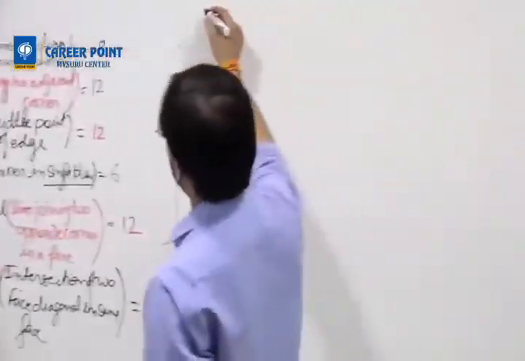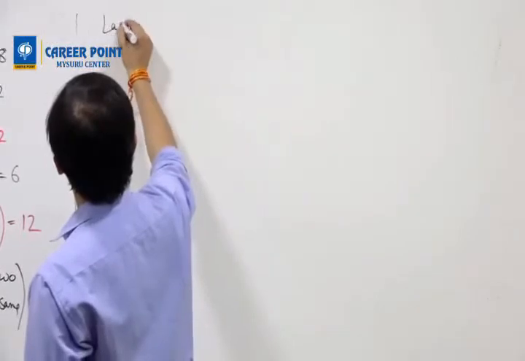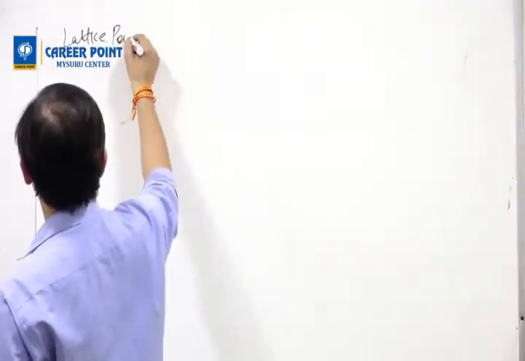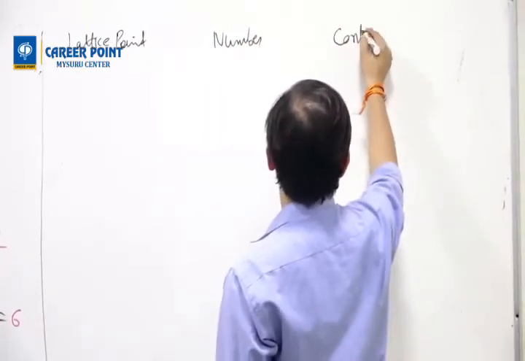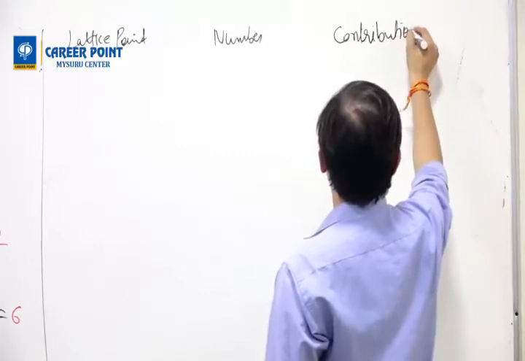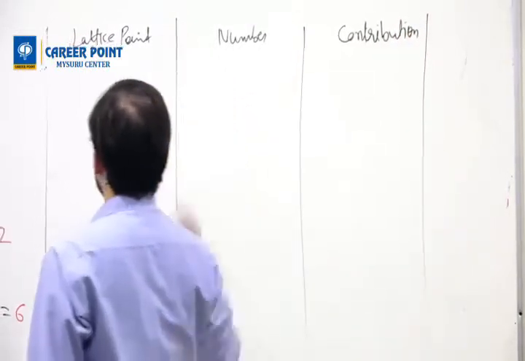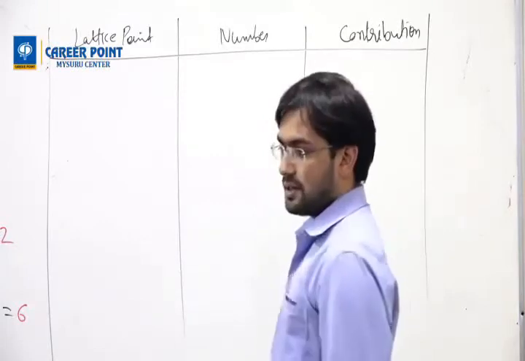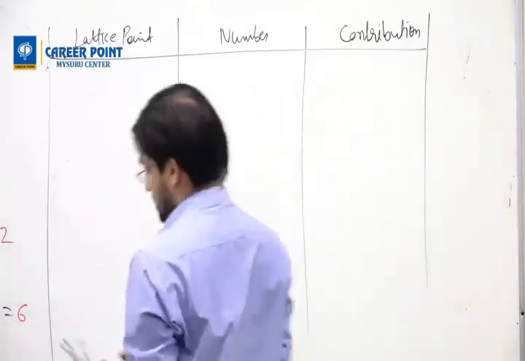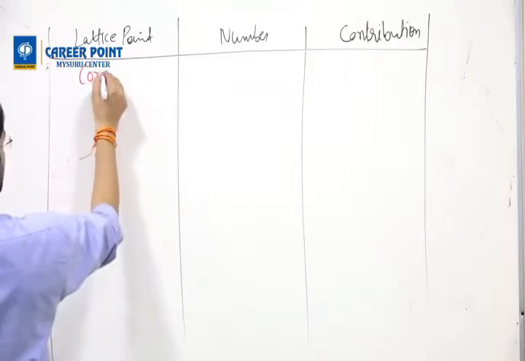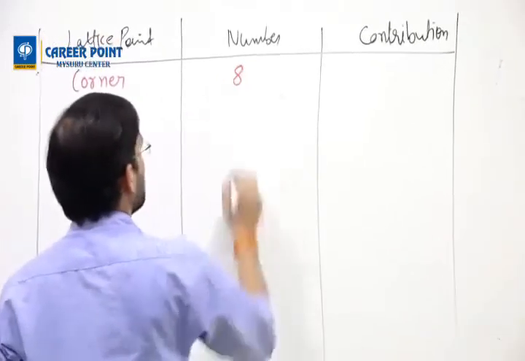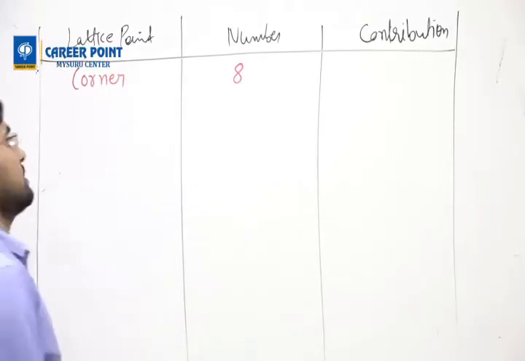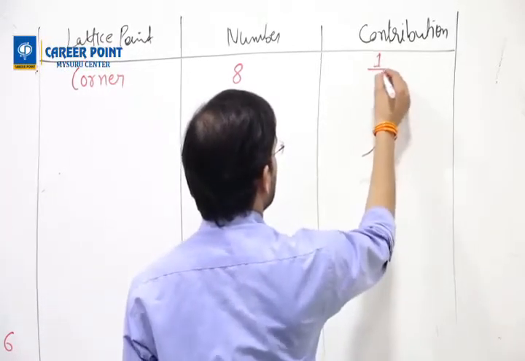Okay, now we'll write the lattice point, its number and its contribution. So we are going to make a table. First is the corners. How many corners are there? 8. There are 8 corners and its contribution is 1 by 8.